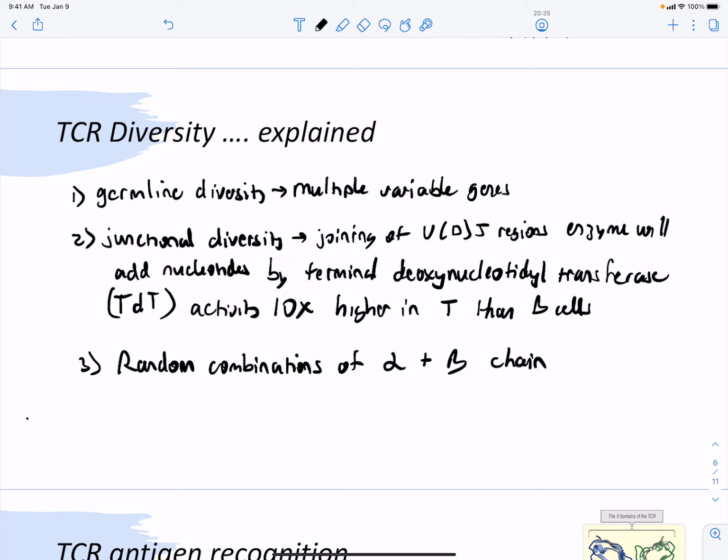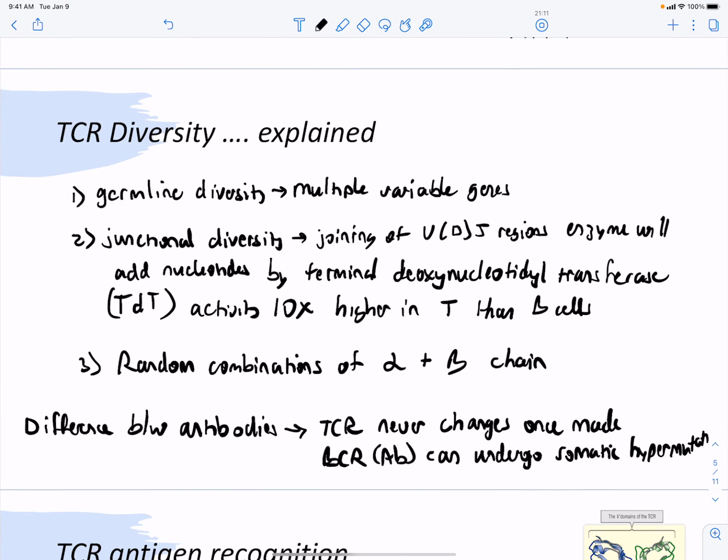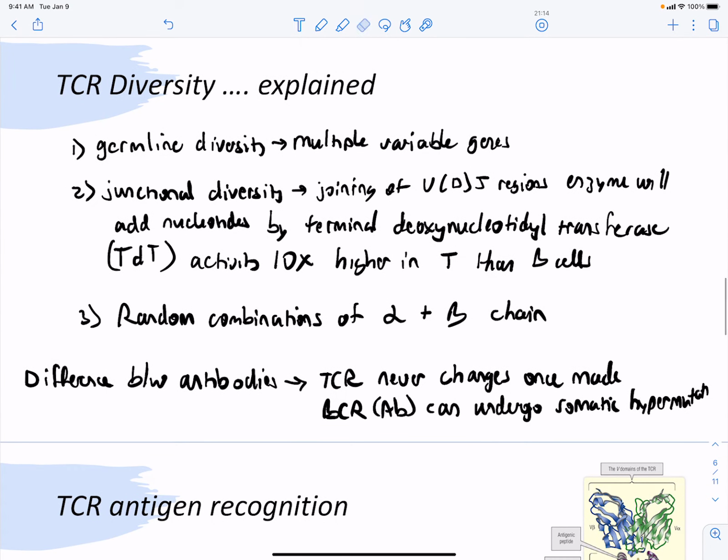An important difference between antibodies and T cell receptors is that the T cell receptor never changes once it's made. B cell receptors, or antibodies, can undergo somatic hypermutations. Let me rewrite that underneath. So it's called somatic hypermutations, which we'll talk about in a different lecture.